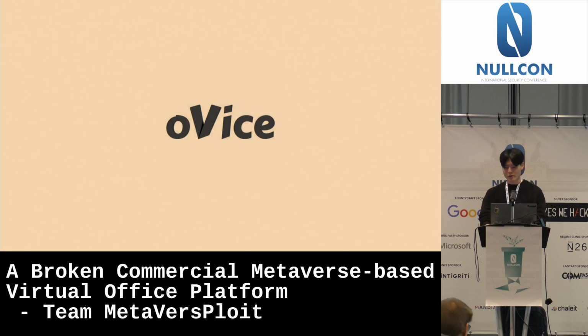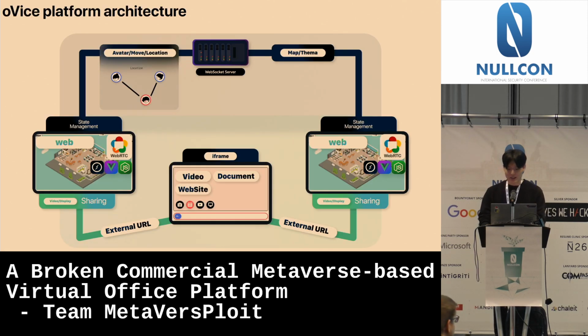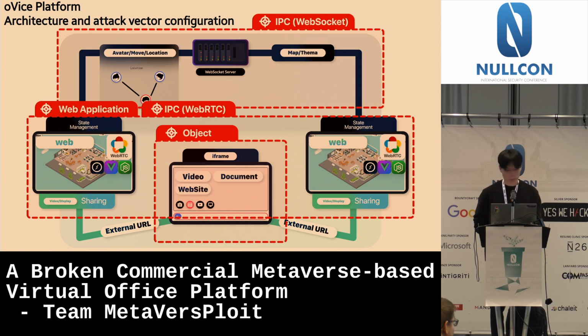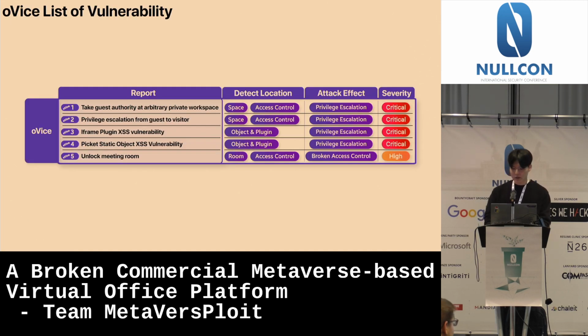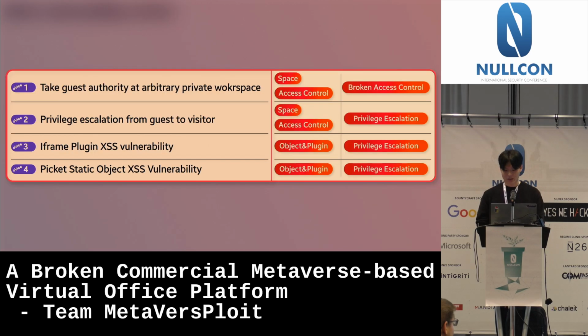Okay, next I'll talk about the vulnerabilities of the Office platform. In the Office architecture, Office uses an external URL to open video, Office and website functions in an iframe and uses a WebSocket server for maps, themes, avatars, moves, and locations. This chapter covers the architecture and configuration of the Office platform. WebSockets, WebRTC, objects, and applications that conduct IPC communication were selected as attack vectors and vulnerabilities were identified. A total of 5 vulnerabilities were identified, and 4 of these vulnerabilities were found to be critical.